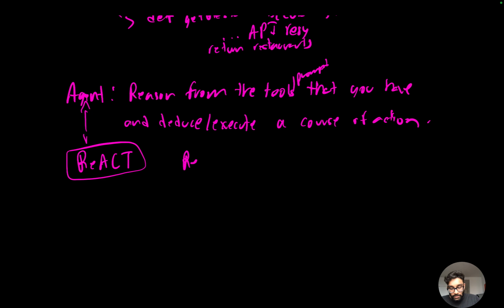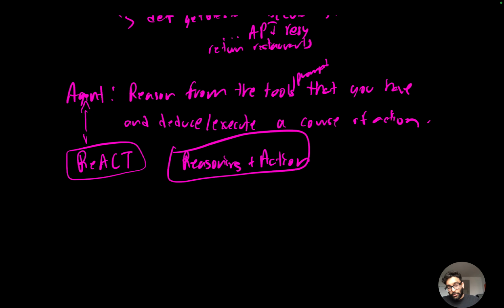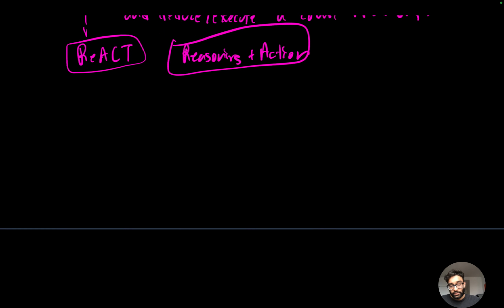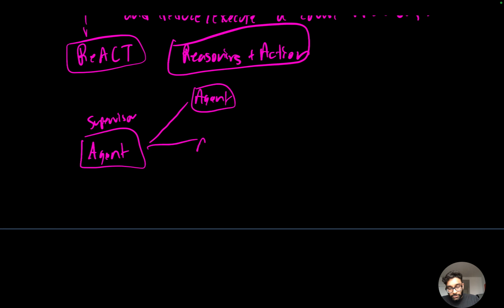So that's where the reasoning plus action workflows really come into play. And you can imagine how powerful this is when you might have multiple agents. This is something we'll visit eventually, but let's say you have a supervisor agent that's managing a team or a swarm of agents, which each have different functionalities.